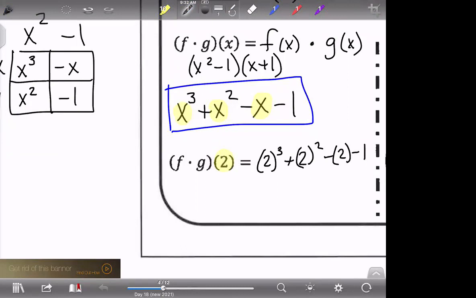So this turns into a calculator problem. You're just going to use your caret key a bunch of times.